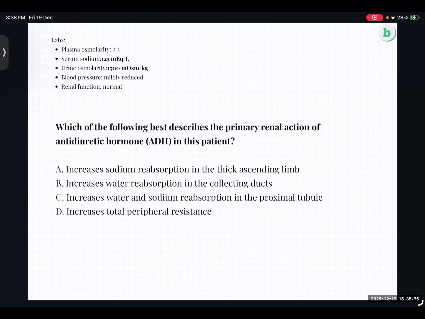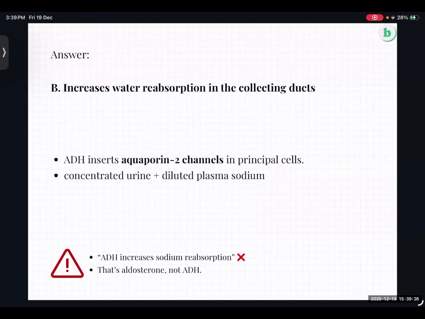So for the same case, we have a different question now. What best describes the primary renal action of ADH in this patient? So, basically, what does ADH do? Does it increase water reabsorption in the collecting ducts, increase water and sodium reabsorption, increase TPR, or increase sodium reabsorption alone? You guys are acing it. It is true. It is B.